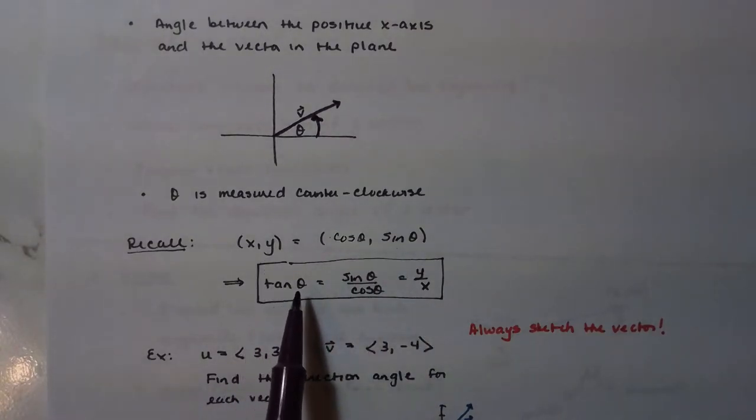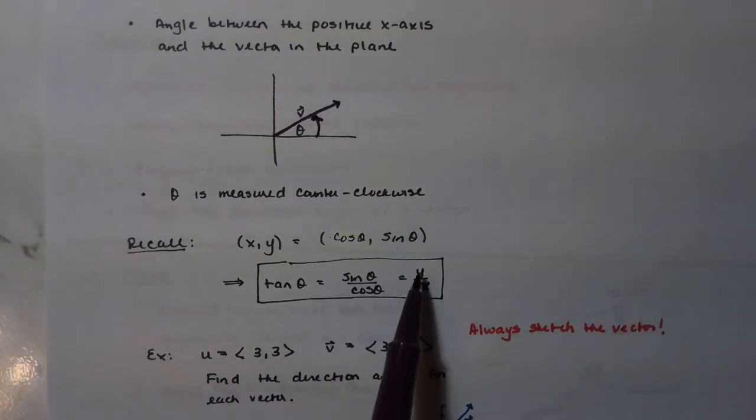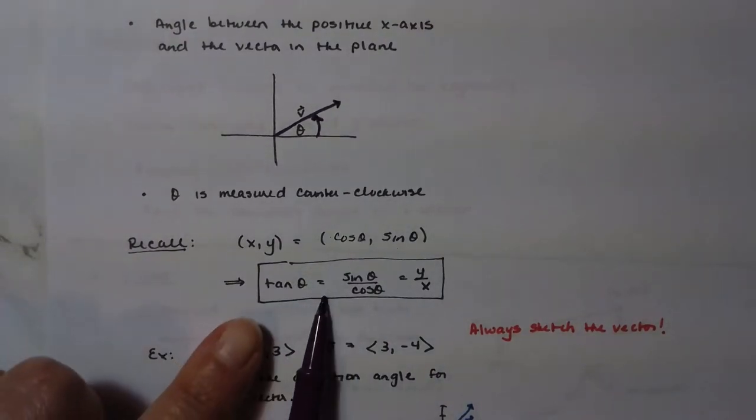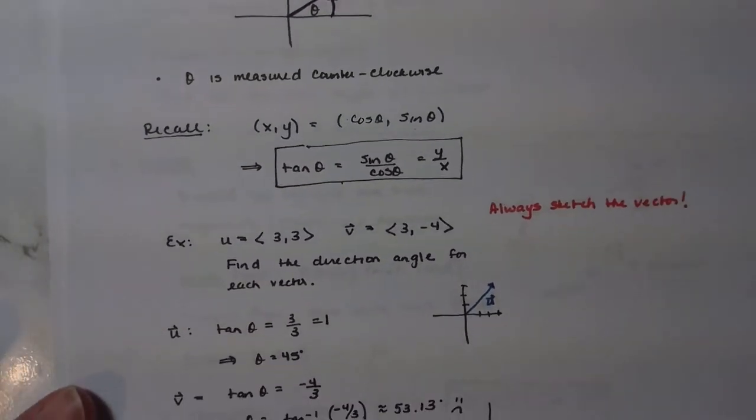And we know that the tangent of an angle is the sine over the cosine. So we could say that the tangent is just y over x. This is going to be really, really important because this is going to help you find the direction angle. So if you know this formula, you're good to go. So let's look at how this works.